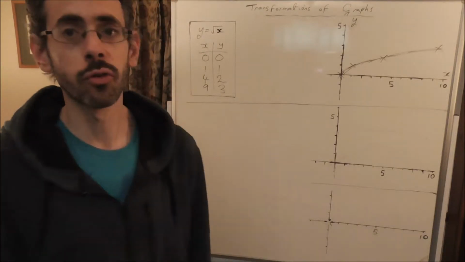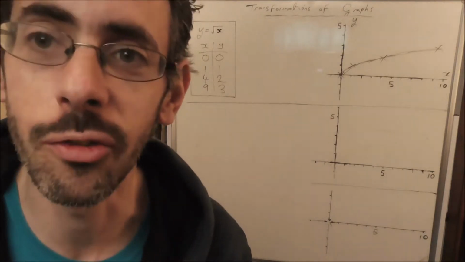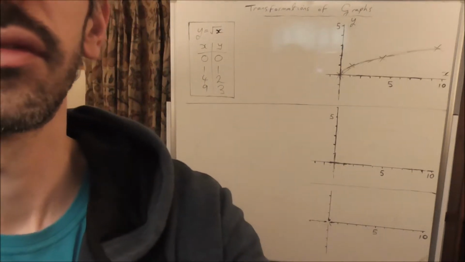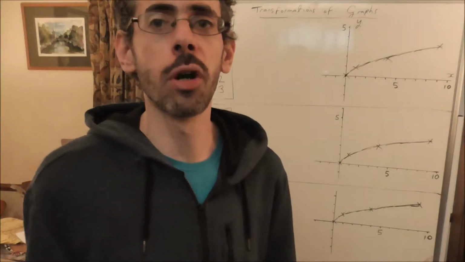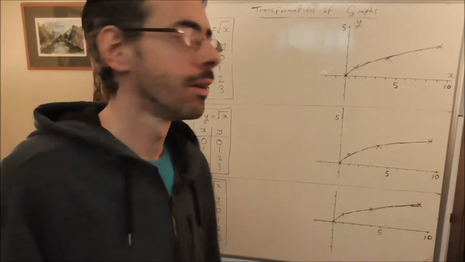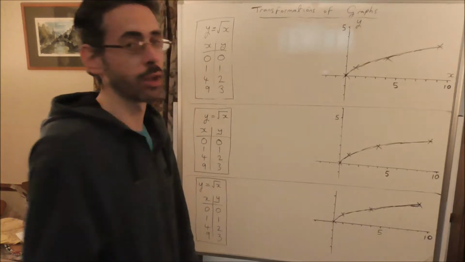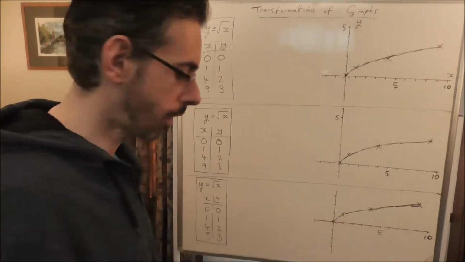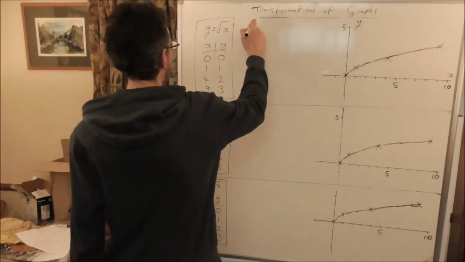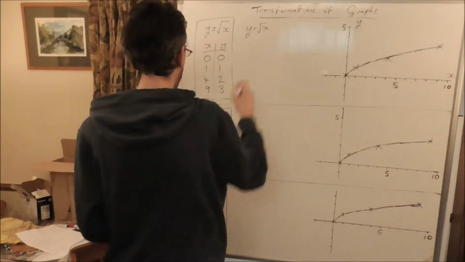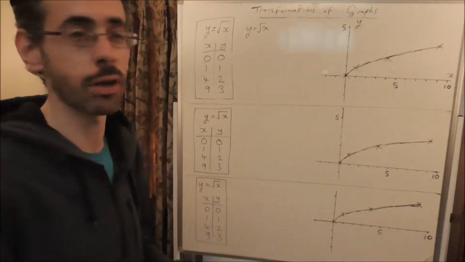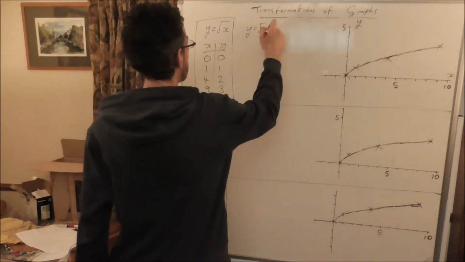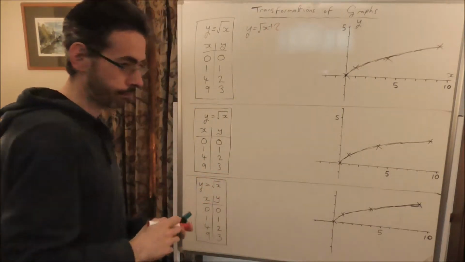Right, so what I'll do now is I'll draw 2 more copies of the same graph. Right, so I've just made 2 more copies of the same graph. There they are. So I've got 3 graphs of y equals the square root of x altogether. Now I'm going to take the original equation, y equals the square root of x, and I'm going to stick a plus 2 on the end of this expression.